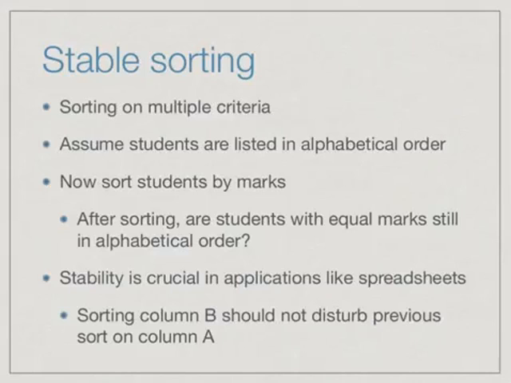So in other words, you have an original order in alphabetical order. And then you take another attribute, namely marks, and sorting by marks should not disturb the sorting that already exists in alphabetical order. So what this amounts to saying is that if we have two items in the original list which are equal, then they must retain the same order as they had after the sorting. So I should not take two elements that are equal and swap them while sorting. And this would be crucial when you're using something like a spreadsheet, because if you sort by one column, you don't want to disturb the sorting that you did by another column.